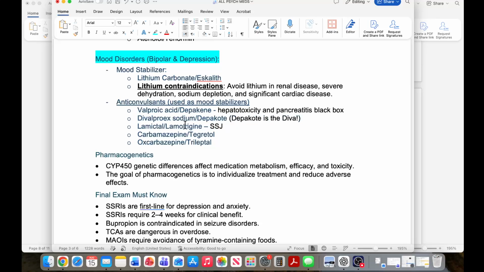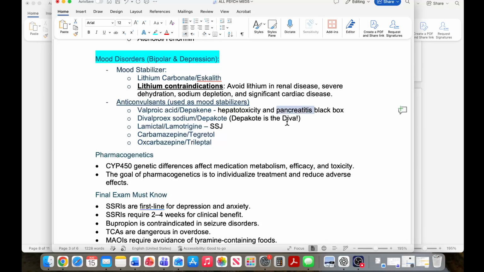which one is Divalproex and which one is valproic acid. So I said Depakote is the Divalproex. That way you remember Depakote starts with Divalproex, so you don't confuse Depakote with valproic acid. So anyway, this is not accurate because it turns out both of these cause liver problems.